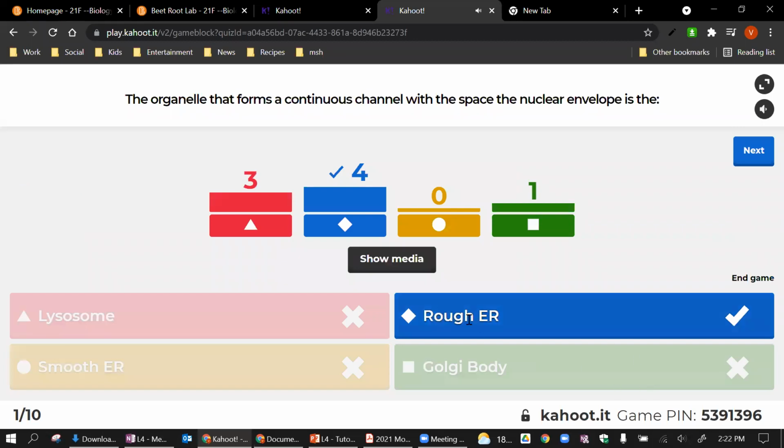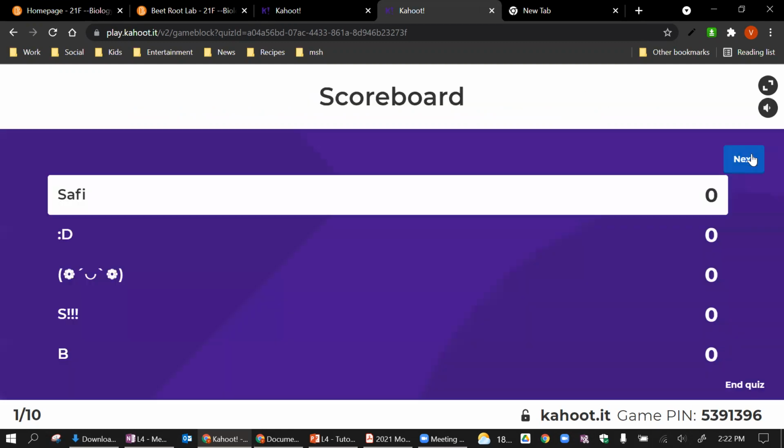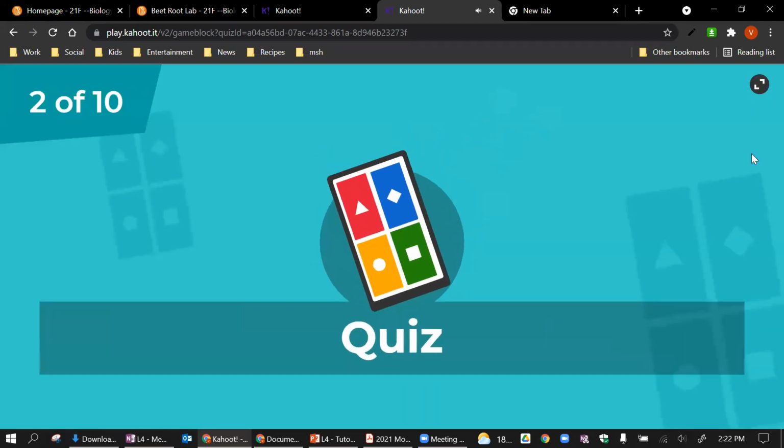The rough ER is the correct answer, right? Not the lysosome. Lysosomes are the little vesicles that bubble off from the Golgi bodies, right? The one that is directly connected to the nuclear envelope is the rough ER. Next one.